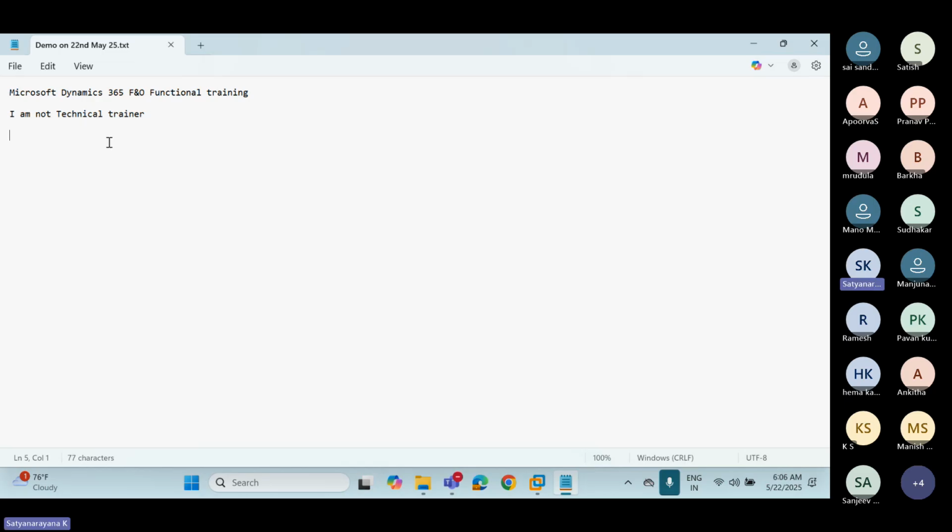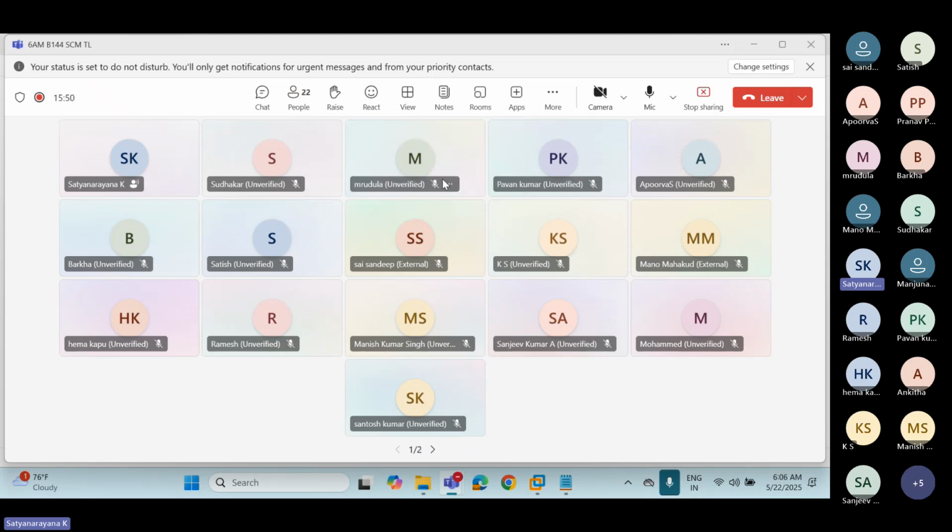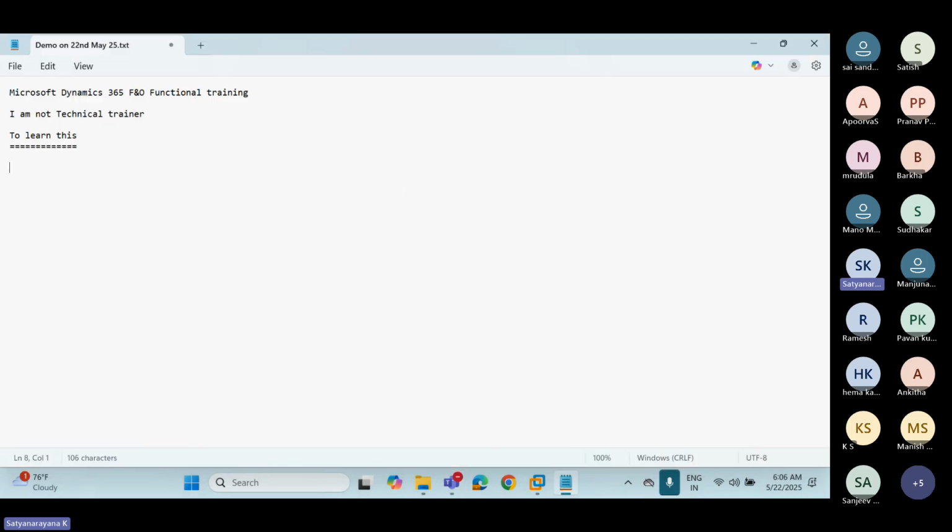So if you want to learn this, what are the skills required? To learn this application, what are the skills required? The first one is you need to have domain knowledge or functional knowledge. The first important thing is domain knowledge or functional knowledge.